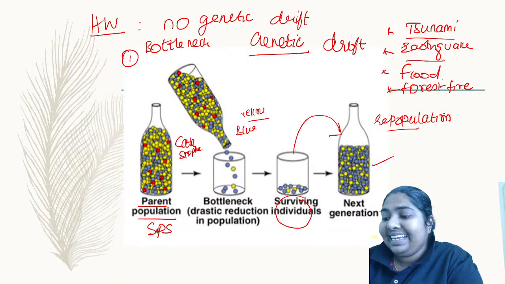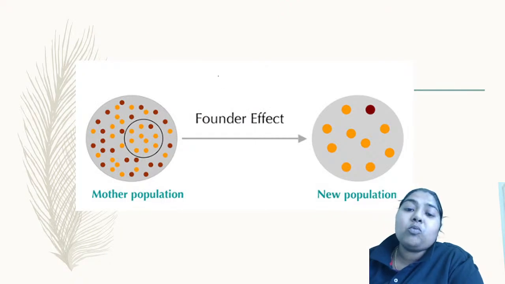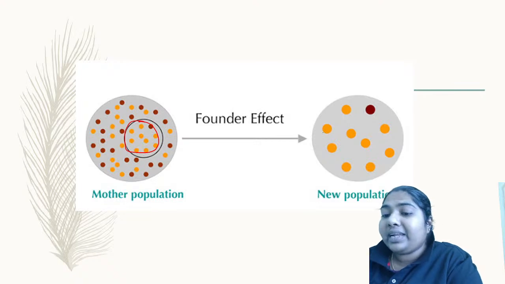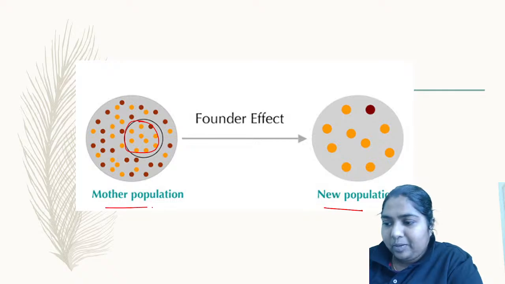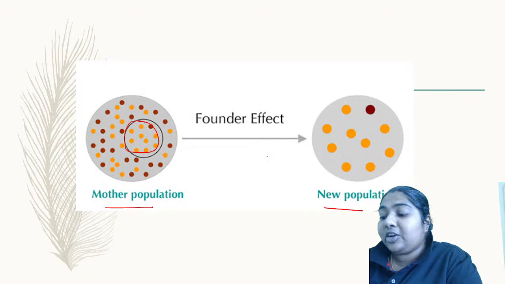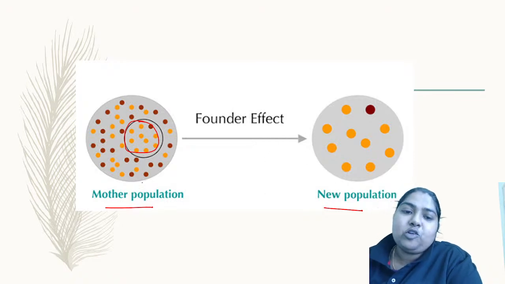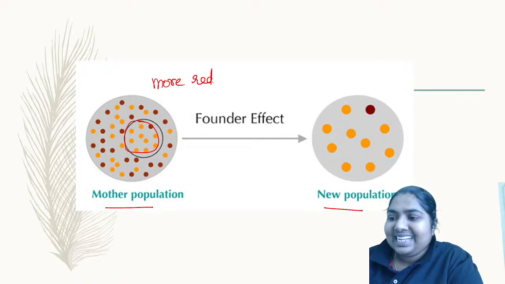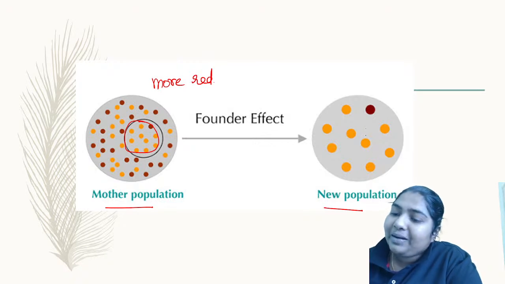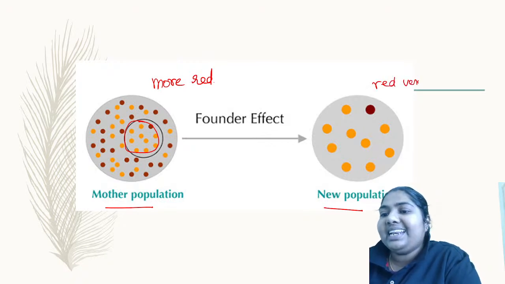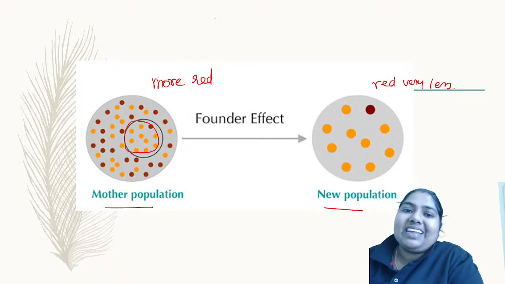There should not be any founder effect. But what is a founder effect? A small set of a population is going to occupy a new place. There is a mother population, and this mother population is going to create a new population. In the mother population you can see more red, correct? But in the new population the red is very, very less.